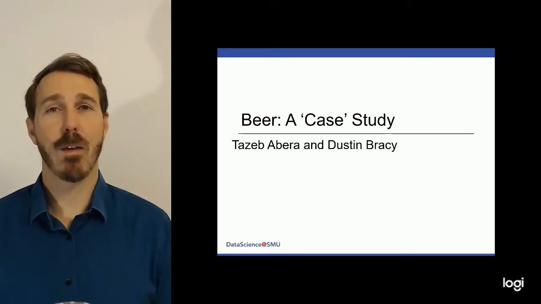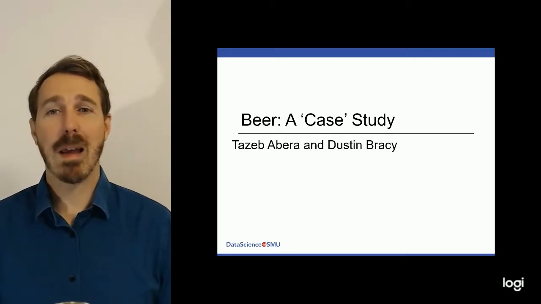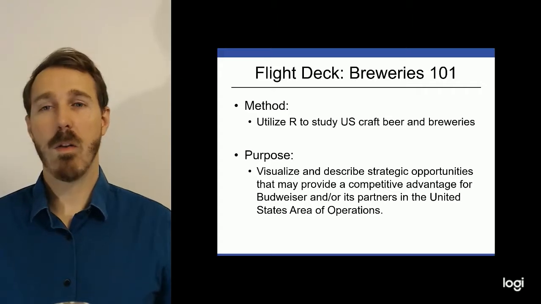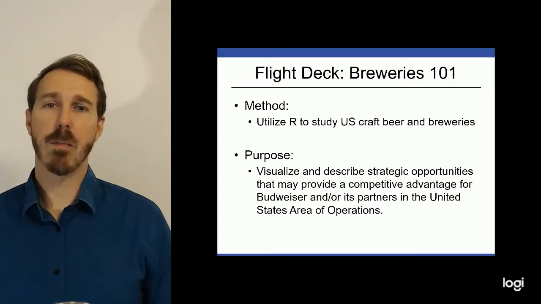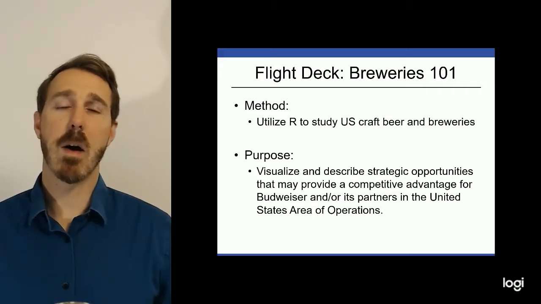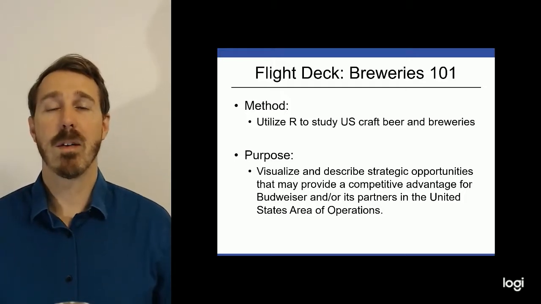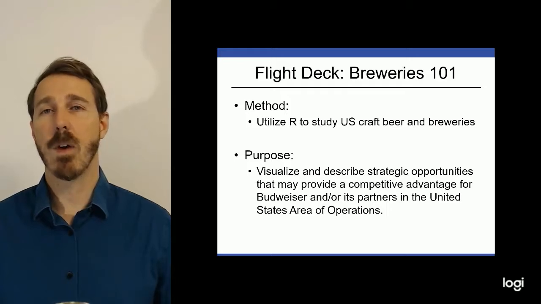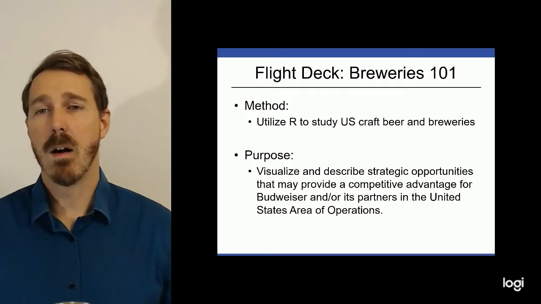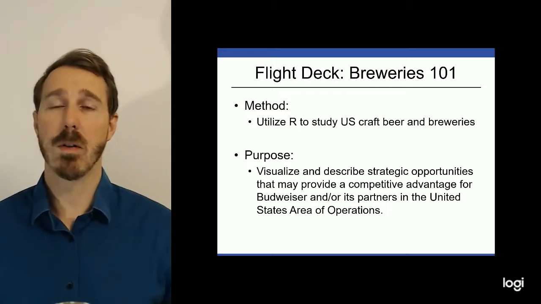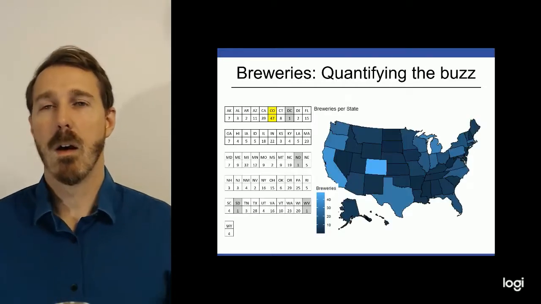We're data scientists from SMU, and we're here to give you a quick case study in beer. We're going to utilize R to quickly study craft beer and breweries. We've got a data set of about 2,400 different beers and over 500 different breweries. We're going to look at that, quickly visualize it, and see if we can get some insights that might provide a competitive advantage for Budweiser and its partners in the United States. Alright, so let's get into it.